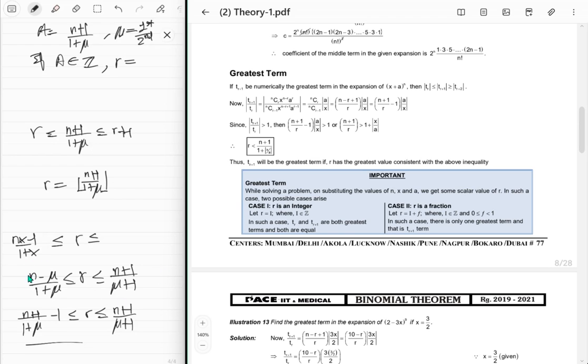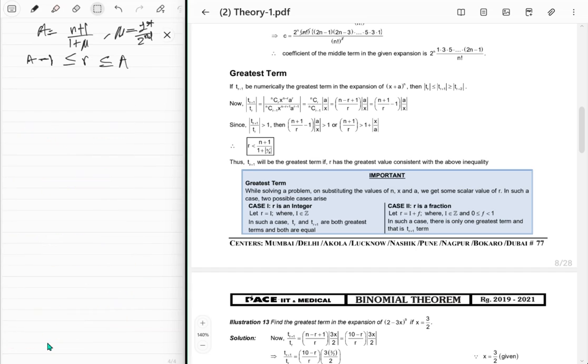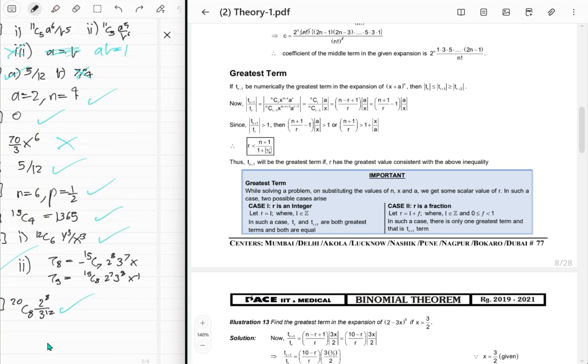Doing this inequality, which I kind of don't like, but whatever. So basically, r is between a and a minus 1, where a is of course an integer. r is an integer, right? And you just have to check what values of r will satisfy this inequality, and then check for all of them. This is the greatest term in the expansion.